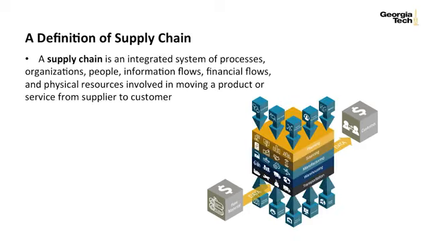Let's now take a look at a more complete definition of supply chain. Some elements of this definition that I'd like to focus on. First, the types of flows: information flows, financial flows, and physical resource flows. This introduces us to the concept that it takes more to move raw materials to end consumers than simply physical flows. Thought has to be put into planning, communicating, and paying for those physical flows.